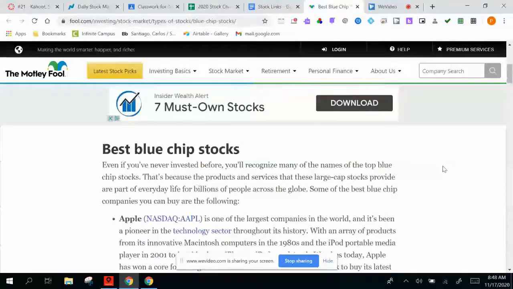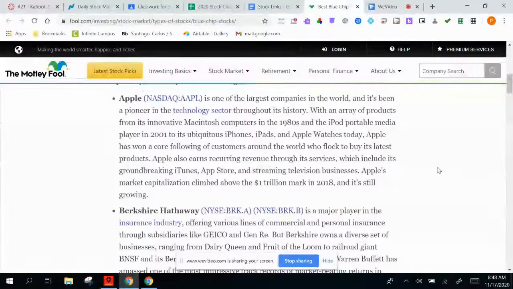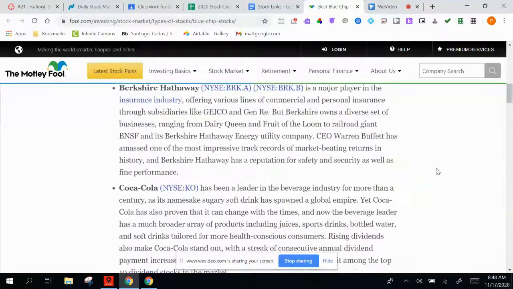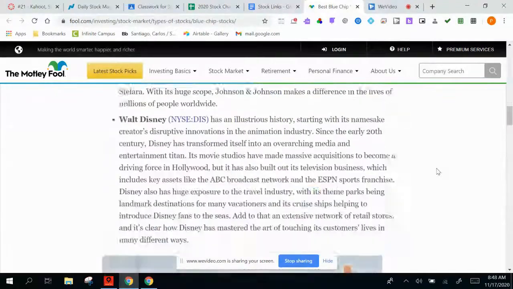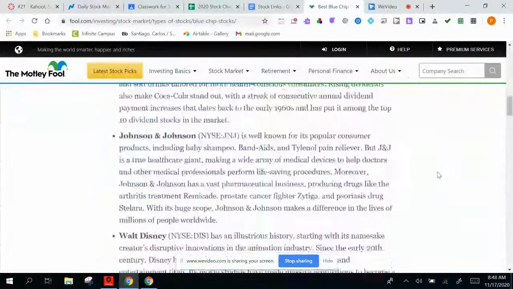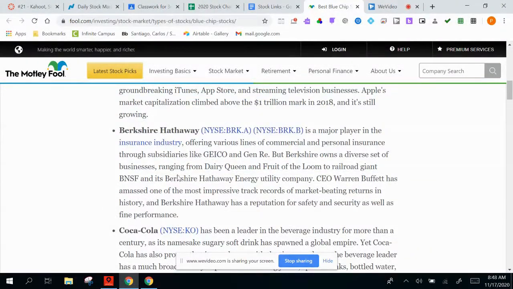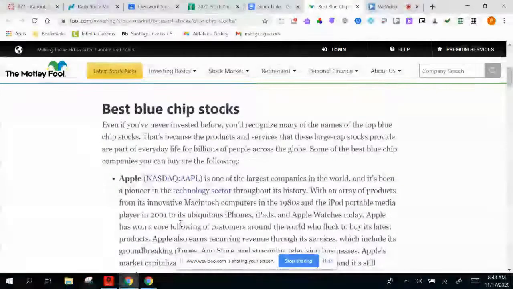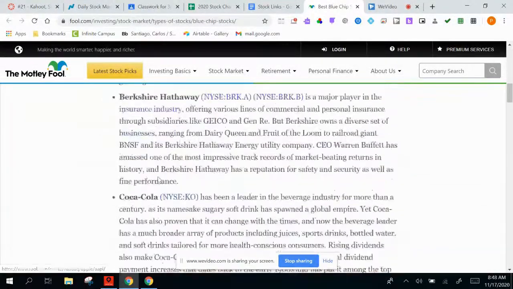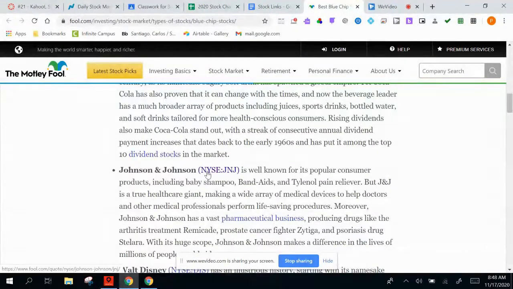Remember, blue chip stocks are those with a track record of success. So here we see Apple, Berkshire Hathaway, which is in the insurance industry, Coca-Cola, Johnson & Johnson, Walt Disney, just a few that they mention here. As you look at these, you'll notice there's some information after each one. The NYSE means that the stock index on which the Berkshire Hathaway stock is traded is the New York Stock Exchange. Same thing with Coca-Cola. Apple is on Nasdaq, and Johnson & Johnson is on the New York Stock Exchange.